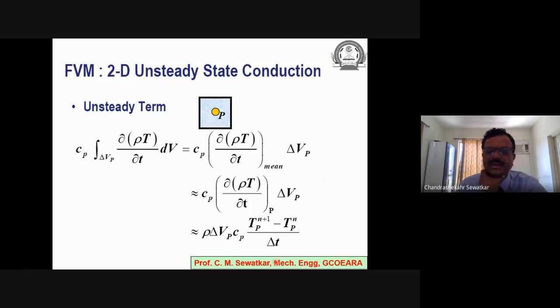So this is the discrete representation of the unsteady term in the governing equation.